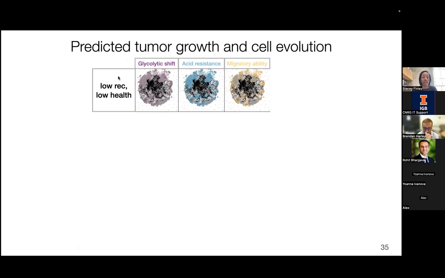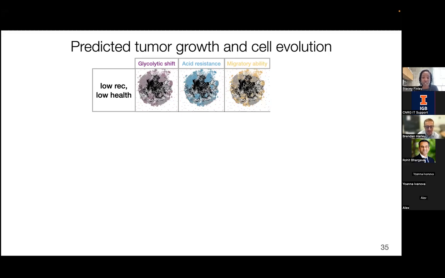So we can have a condition where there's a low recruitment of vessels, and the vessels that are recruited have a low health. And we can see how the number of cells grows over time, but also how the state of the cell evolves over time. So I'm just showing you one snapshot from the end of a 200-day simulation, where we can also see how the cells go from this base phenotype, which is in gray here, and evolve to either have higher glycolytic shift, to have higher acid resistance, and also to have higher migratory ability.